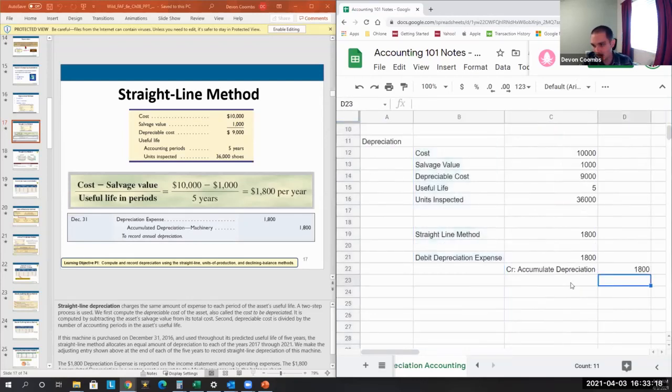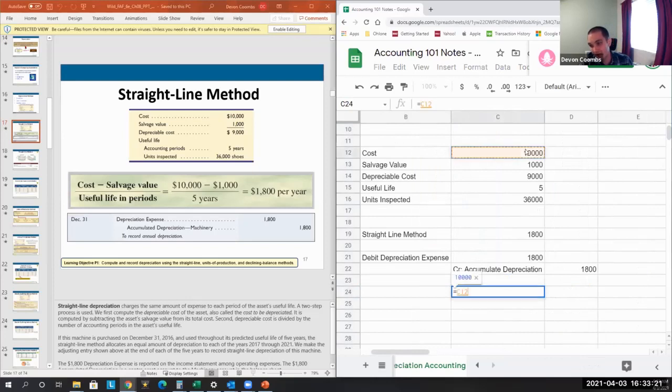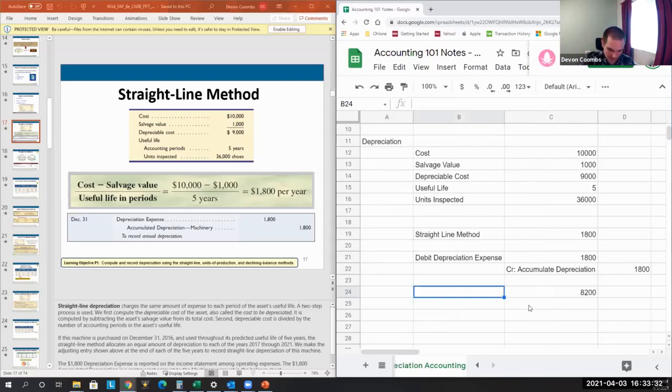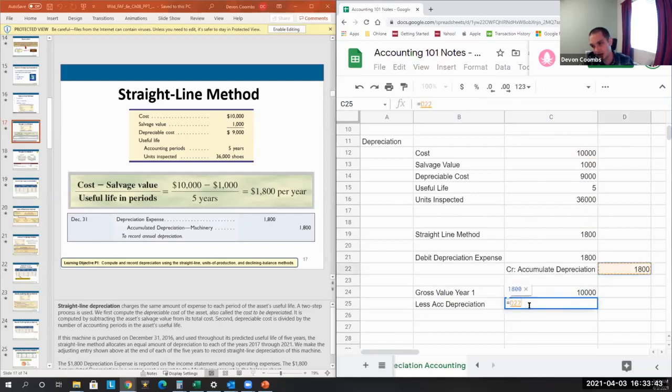So our machine at the end of year 1 would have a $10,000 gross value minus our 1,800. It would have an $8,200 net value at the end of year 1. They'd be netted against each other. So on the financial statement, you'd see gross value year 1 of 10,000 less accumulated depreciation of 1,800 equals net value of assets, which is our $8,200. So that's the straight line method, right?